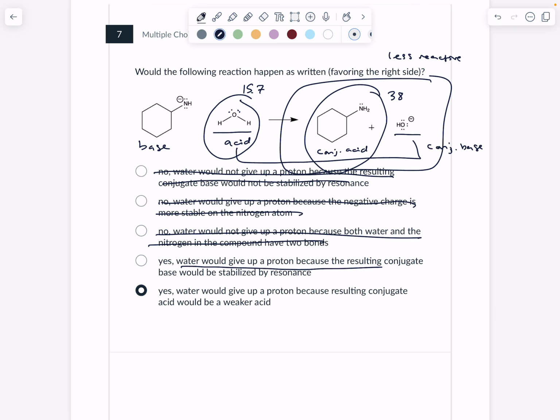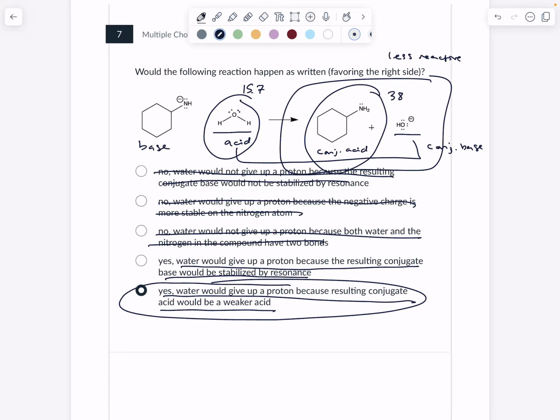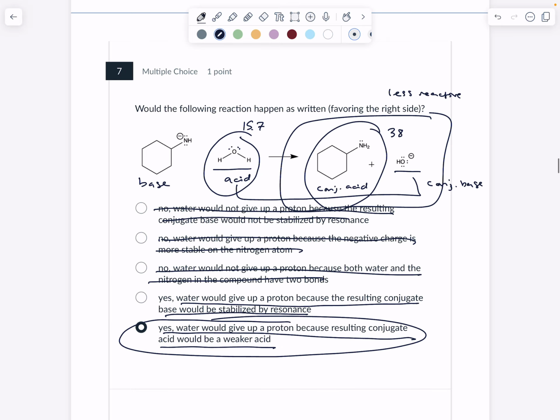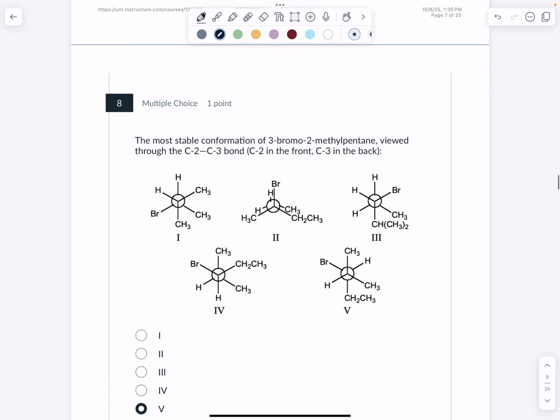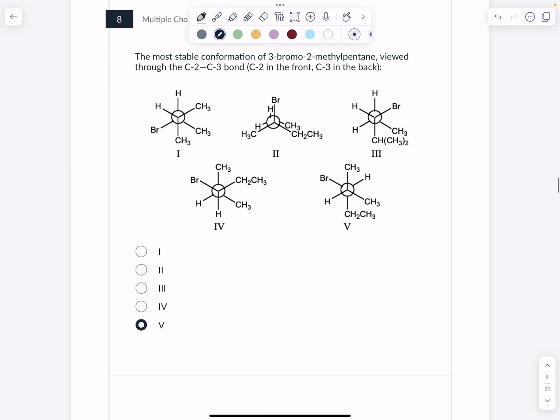Yes, water would give up a proton because the resulting conjugate base would be stabilized by resonance. I don't see any resonance, so that one doesn't look right to me. Yes, water would give up a proton because the resulting conjugate acid would be a weaker acid. Okay, that makes sense to me, so I'm going to go with that one. I'm going to probably change this question to say, explain how you know, because there's 2 parts to that one. Okay. Next question.